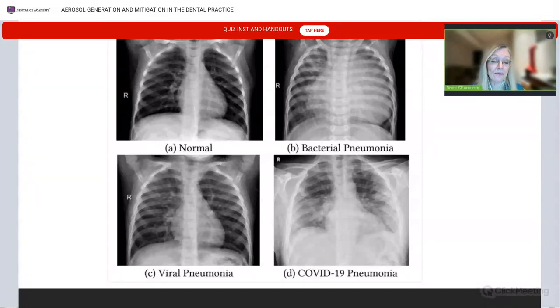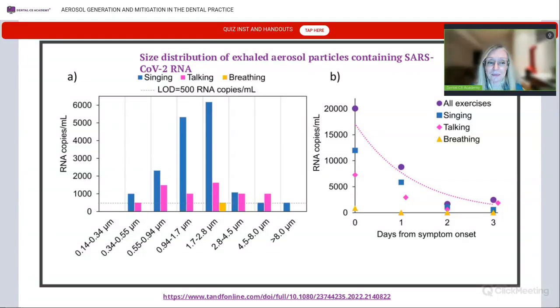But viral pneumonia, again, antibiotics are not going to work. So the patient's immune system has to be intact so that they can recover. And then bacterial pneumonia is often treated with antibiotics. COVID-19 is viral, so antibiotics are not going to help COVID-19.